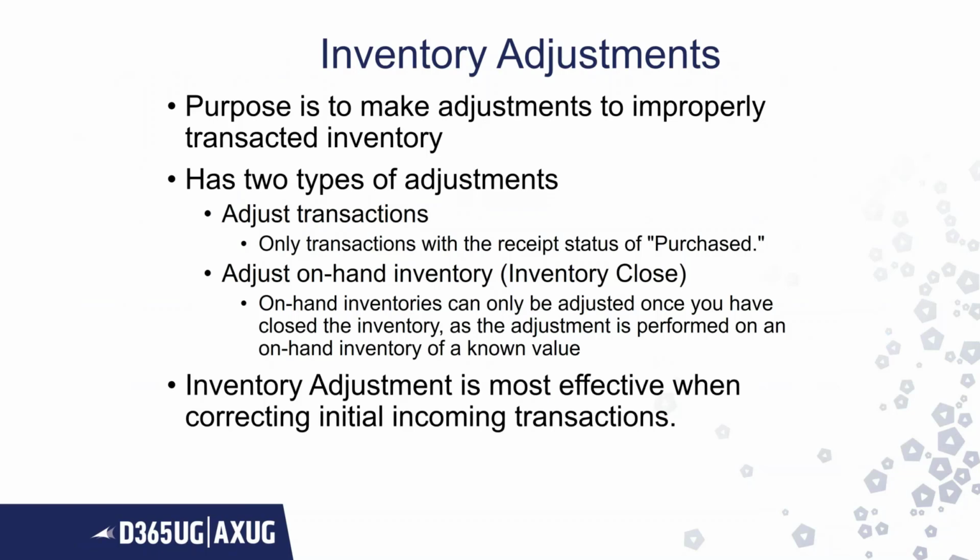So we've talked about inventory close. We've talked about recalculation at the high level. Now we're going to talk about adjustments. Adjustments can kind of get lost in the shuffle sometimes when we talk about inventory close, because inventory close and recalculation kind of work together. Inventory adjustments, on the other hand, allow you to make adjustments to an inventory that was transacted improperly after the fact. So let me illustrate.